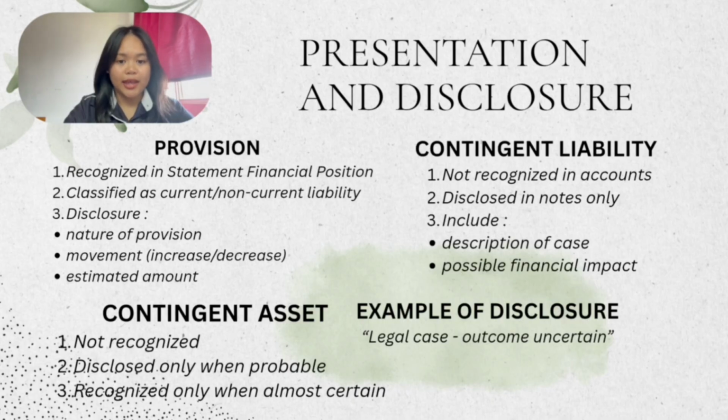Lastly, contingent assets are also not recognized in the accounts. They are only disclosed in the notes when there is a probable inflow of economic benefits. They will only be recognized as an actual asset when the inflow becomes almost certain. For example, a company may expect compensation from a legal claim, but until it is confirmed, it remains a contingent asset. To illustrate, an example disclosure would be: the company is involved in a legal case and the outcome is uncertain. This shows transparency without overstating financial position. That's all from me. Now let's move to the example and conclusion.